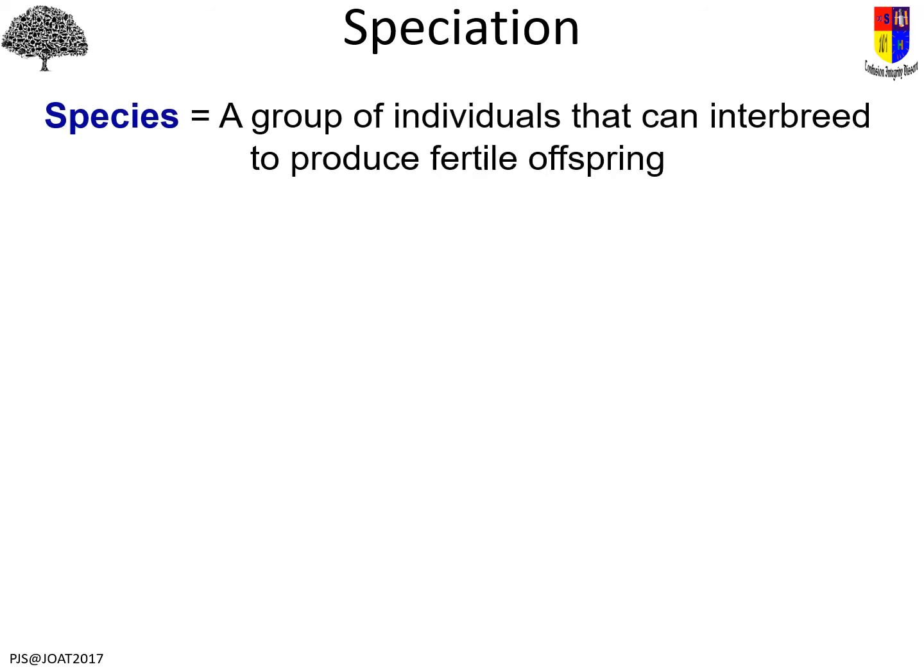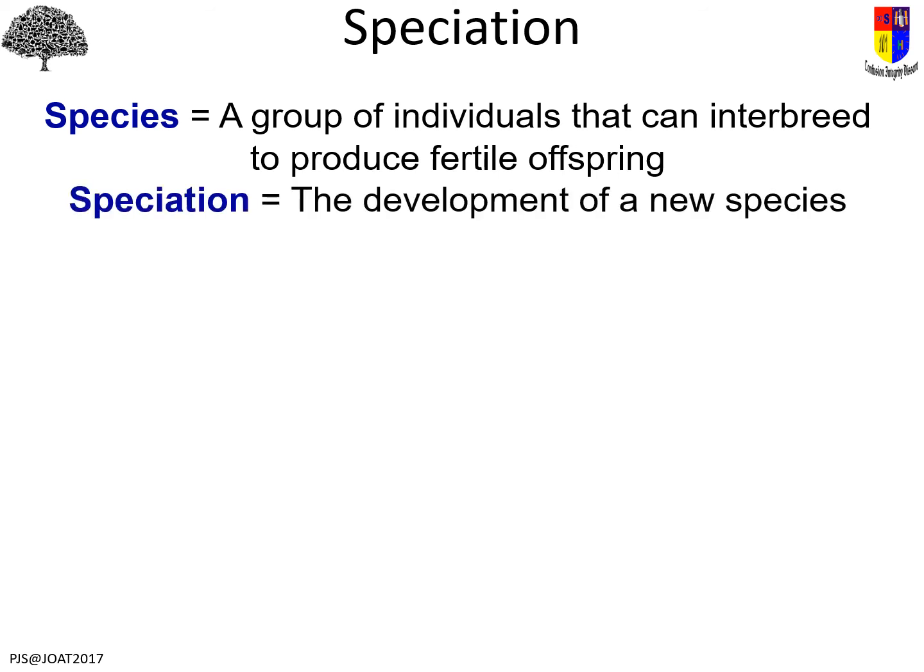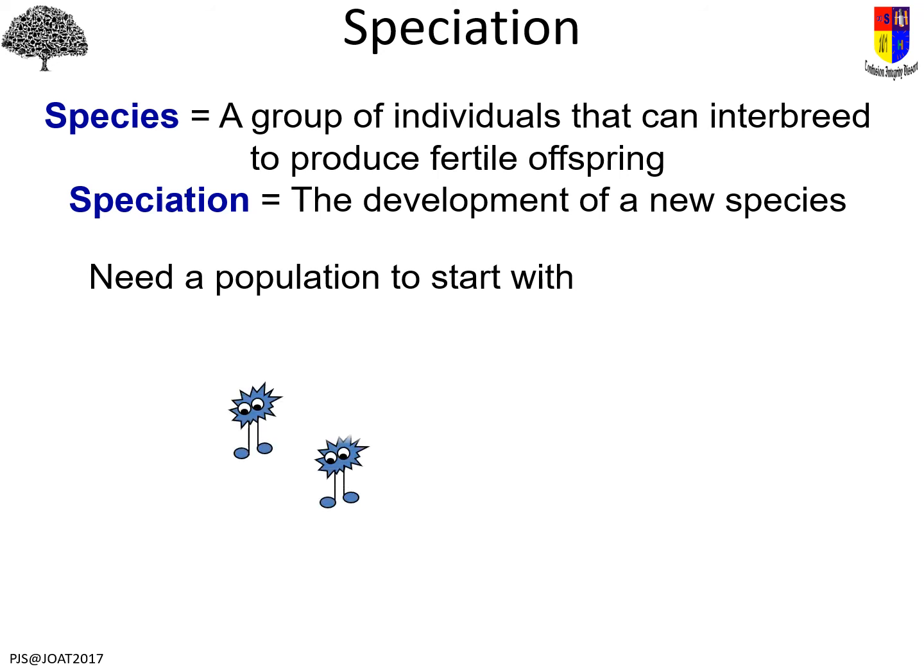Okay, so how do we go about the actual process of speciation? So to start with, let me get back in our heads the definition for species. It's a group of individuals that can interbreed to produce fertile offspring. No option, that's your definition. So speciation is just the development of a new species. So let's run through the system. Need a population. Okay, and here's my population.